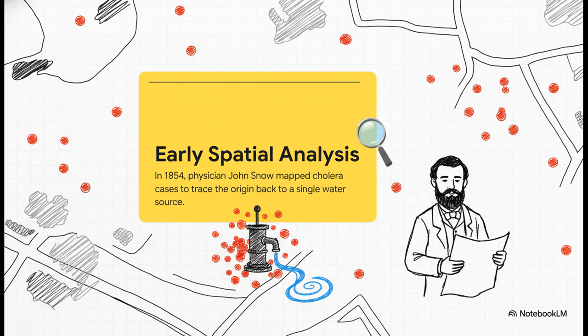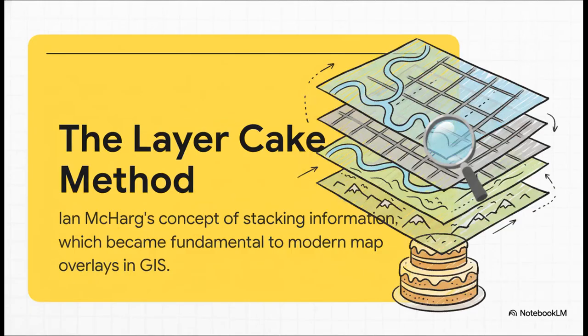Okay, picture this. It's 1854 in London. A doctor named John Snow is trying to figure out a deadly cholera outbreak. Now, instead of just making a list of who got sick, he did something genius. He put a dot on a map for every single case. And this simple act, what we now call spatial analysis, revealed a terrifying pattern. The deaths weren't random. They were all clustered around one specific public water pump. He'd found the source.